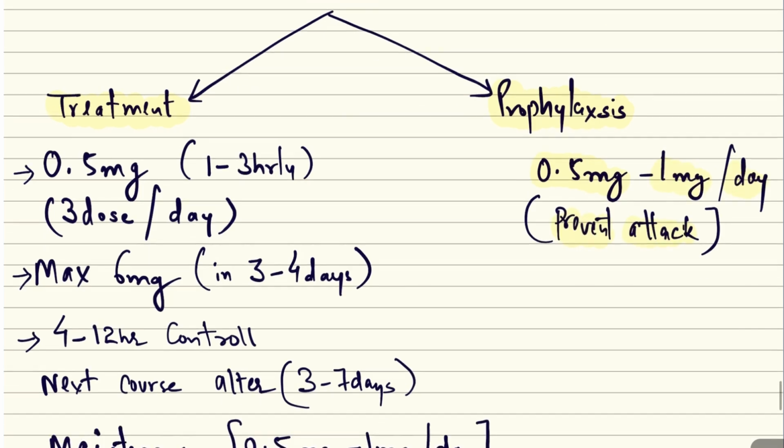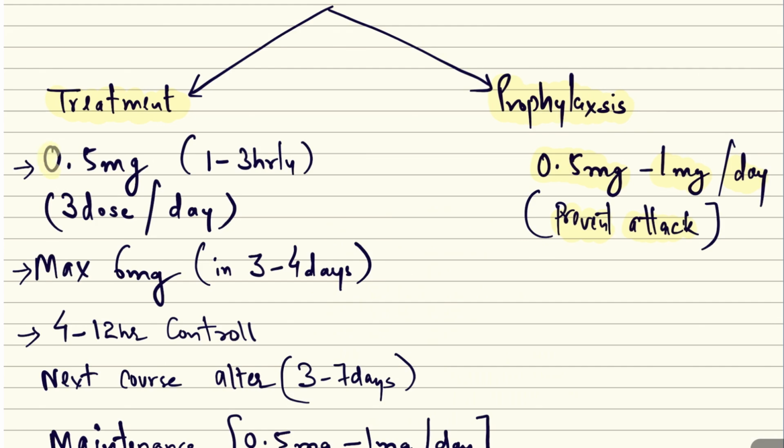For terminating the acute attack of gout, we will give colchicine at a dose of 0.5 mg at an interval of 1 to 3 hourly. The maximum 3 doses we can give per day, and the maximum 6 mg dose we will give in 3 to 4 days, and it will control the acute attack within 4 to 12 hours, which is very rapid when compared with non-steroidal anti-inflammatory drugs, which take almost 12 to 24 hours to control the acute attack.